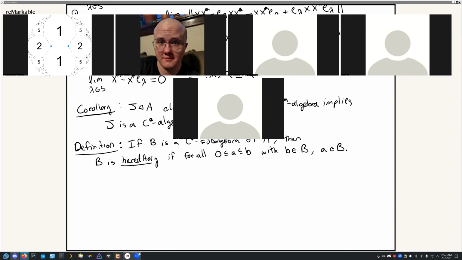In your notes, it's mentioned that these are in one-to-one correspondence with one-sided ideals, but I won't talk about that. I encourage you to take a look at that. One example is you take a projection and take a corner, the set of all elements that look like PAP for some projection P.